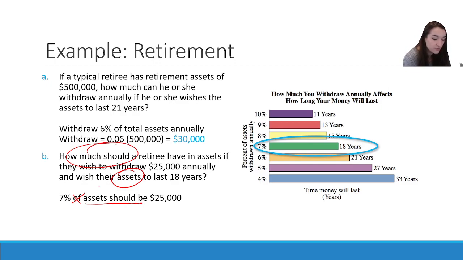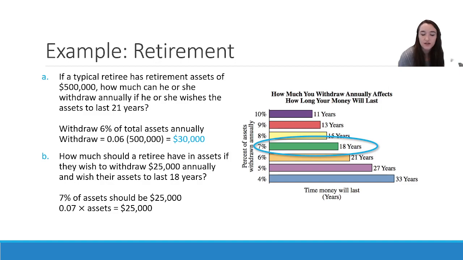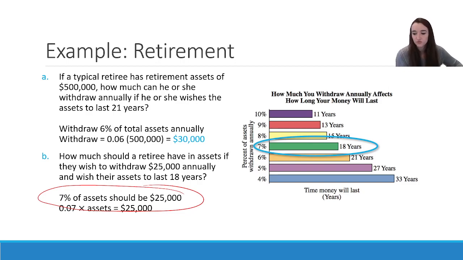So we're going to make that our x value, or our unknown. And then "is" can be our equals. So we get 7% times the number of assets equals $25,000. So this is the simplified statement, which we simplify even further into an algebra problem.